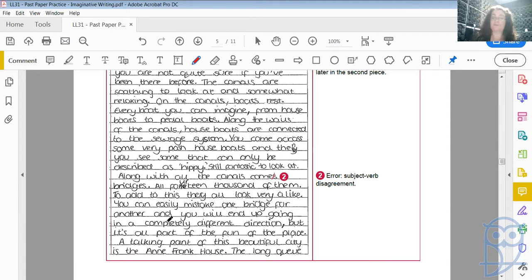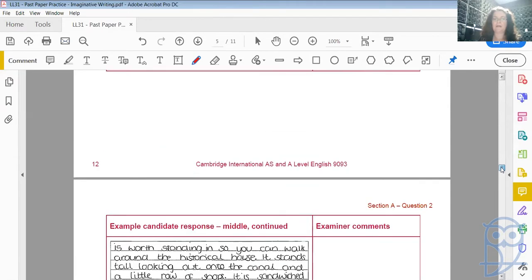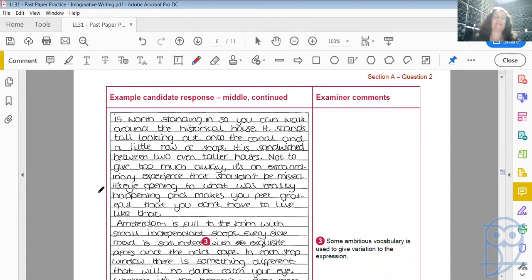A talking point of this beautiful city is the Anne Frank House. Okay, let's move down. The long queue is worth standing in, so you can walk around the historical house. It stands tall, looking out onto the canal and a little row of shops. It is sandwiched between two even taller houses. There's a nice use of vocabulary there to create an image. Not to give too much away, it's an extraordinary experience that shouldn't be missed. It's eye-opening to what was really happening and makes you feel grateful that you don't have to live like that.